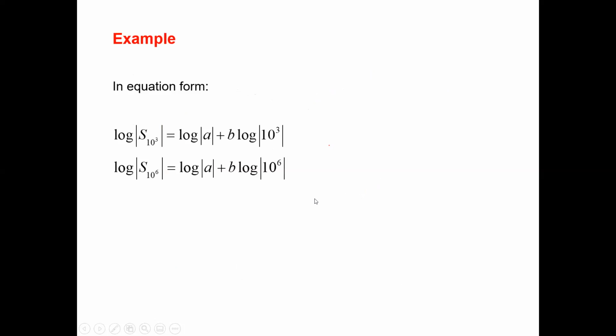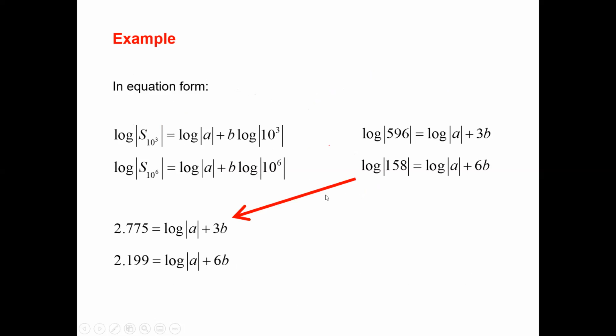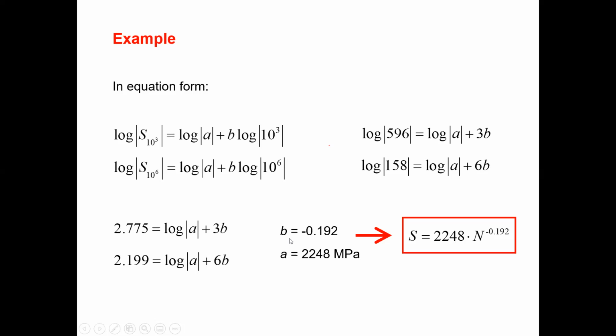So you can use that equation. We know the equation: S equals a times n to the power b. So you can rearrange that equation with the log. You can substitute the 10 to the power 3 cycle data in here, and the 10 to the power 6 cycle data in here. So you can find out a and b by solving equations 1 and 2. So a and b will be something like that. So this is the equation for that SN curve.